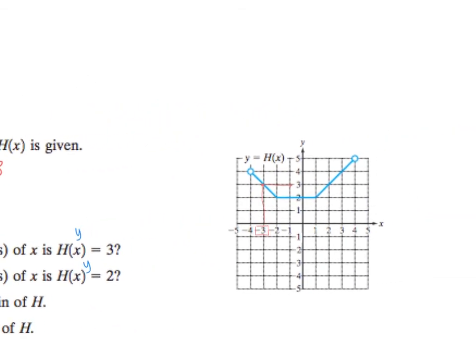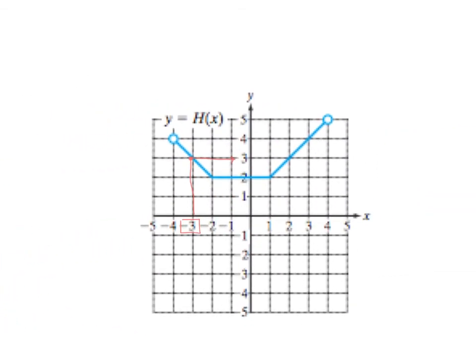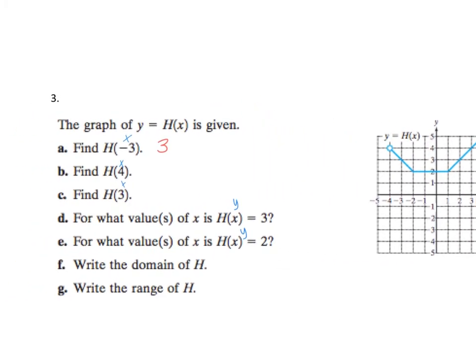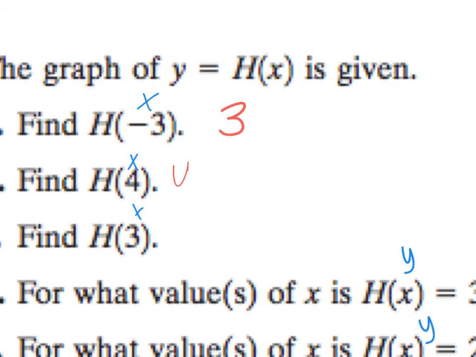Now let's do h of 4. So I go over to 4. I'm going to erase my negative 3, go out to 4. So with h of 4, I circle my 4, and I go up, but here's the issue. I hit a bullet hole. Whenever I have a bullet hole, it means it's undefined. So h of 4 is actually undefined. And what we're basically saying is that h of 4 does not exist at that point.